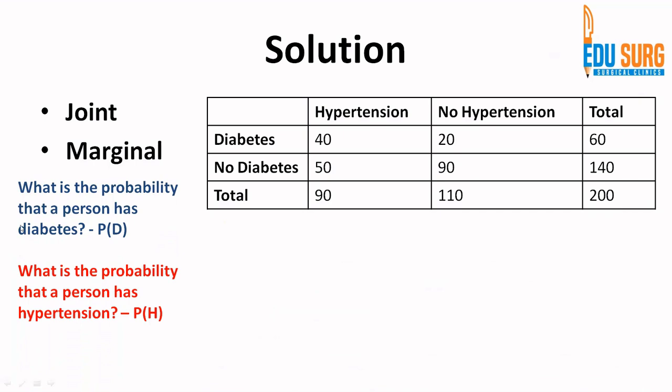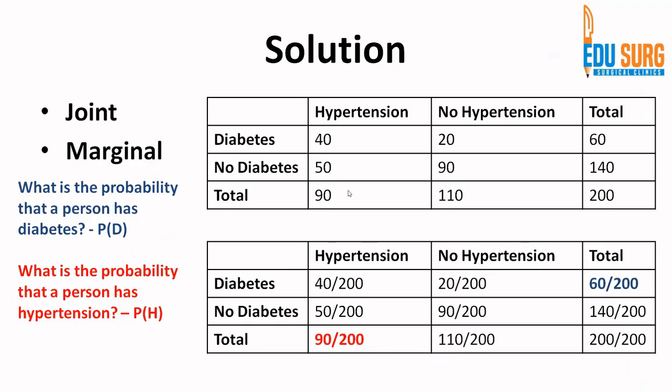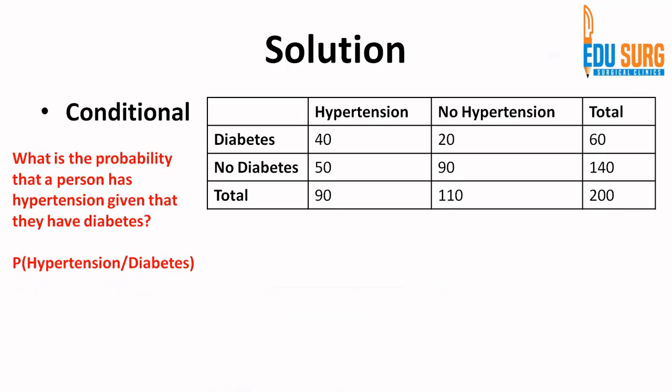The next question is marginal probabilities. You have been asked two marginal probabilities. What is the probability a person has diabetes? We know that this is the diabetes row. Hypertension, this is the hypertension row. So your answers are probability of diabetes is 60 by 200 and probability of hypertension is 90 by 200. Again, very easy, and you have solved it just by using the table concept.